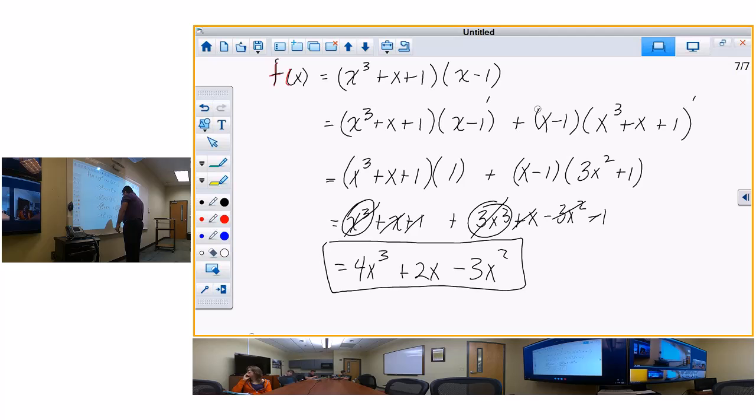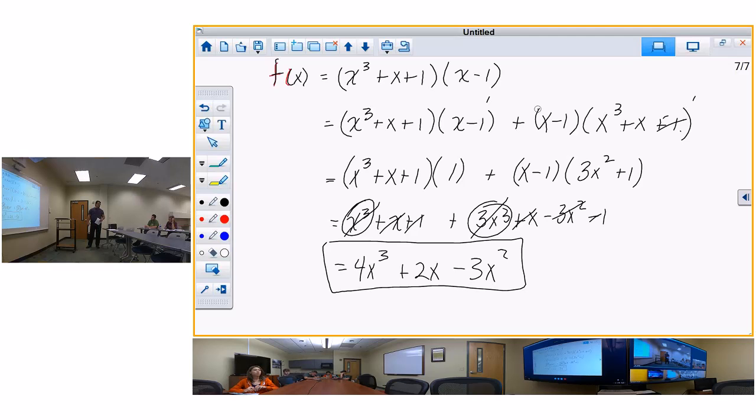The x to the third plus x. Shouldn't that one binomial drop? The x squared plus 1. Shouldn't that one drop? The derivative here is 3x squared. The derivative here is 1. The derivative here is 0. That drops off. Oh, okay. I dropped them both. Yeah, just drop it. That way you don't have to do the problem.